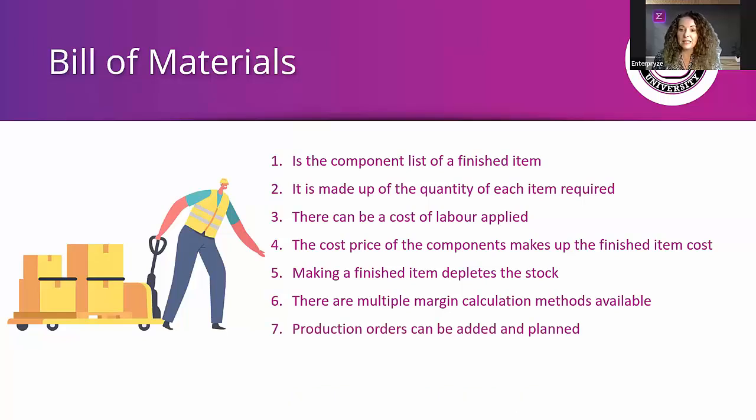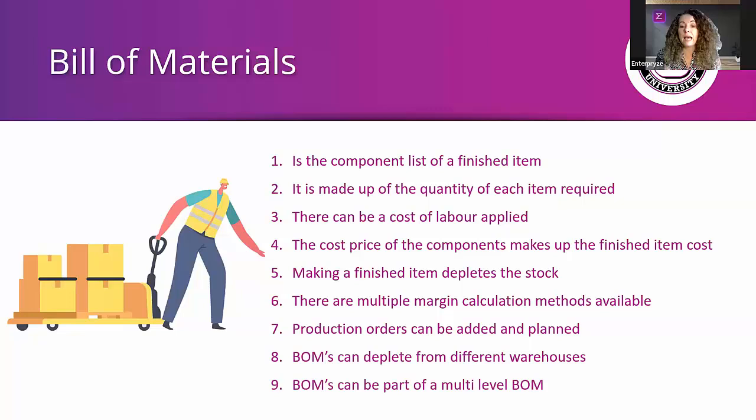Production orders can be added and planned for bill of material items. BOMs can deplete from different warehouses. And ultimately, bills of materials can be part of a multi-level BOM, so you can have a bill of material within a bill of material within a bill of material. You can have multiple levels of bills of materials within the system, with all the stock being managed and depleted during the production process, or during any process where stock is leaving the system or being received in, or ultimately being delivered out to your customers. So I just wanted to remind you of that.